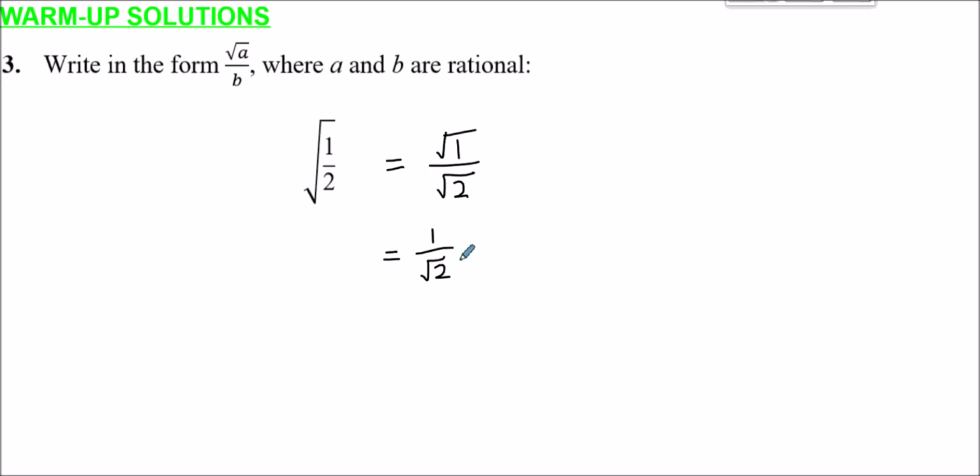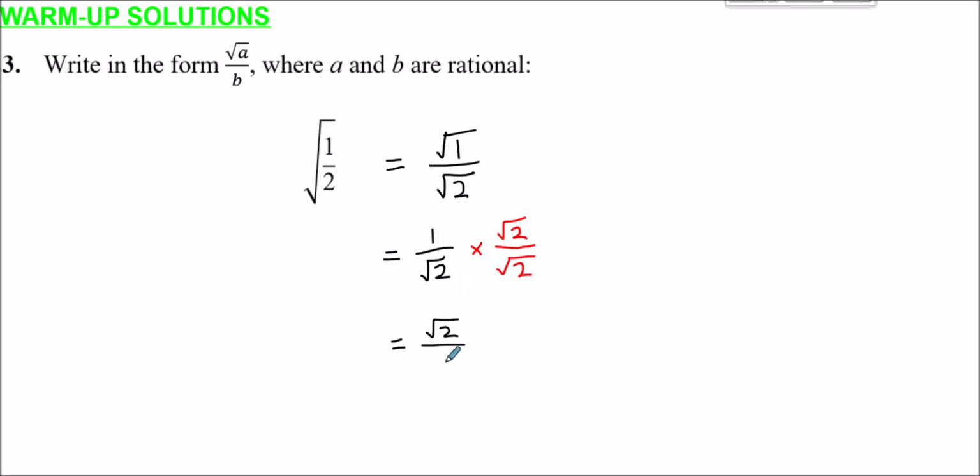But we need to have this in the form where this is b, where this is rational, so we need to rationalise the denominator. So we're going to multiply the top and the bottom of this by the square root of 2. The top then becomes 1 multiplied by the square root of 2, which is just the square root of 2.